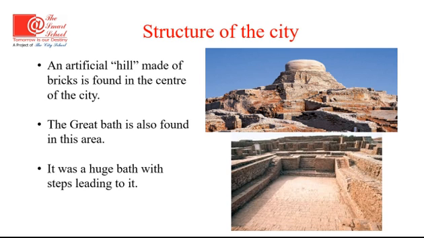An artificial hill made of bricks is also found in the center of the city. You can see that artificial hill in this picture. The Great Bath is also found in this area, in the same area where this artificial hill is located. It was a huge bath with steps leading to it. You can see this is a huge bath and steps leading to it here. These are the steps which are leading to this bath. Now this Great Bath, we do not actually know what was the purpose of this, but a few archaeologists believe that it might be used for religious purposes, people might go to these baths to clean themselves, and it might have been used for religious purposes.